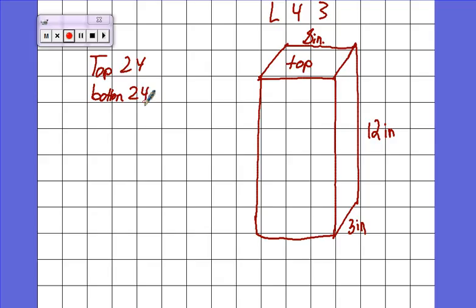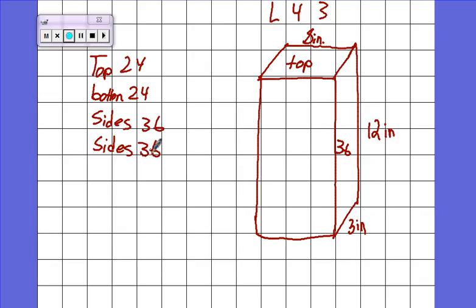The sides, it has 2 sides, right? It's 2 sides. It is 12 inches long and 3 inches wide. What is that? 36. So this is 36. So both sides are 36 each.